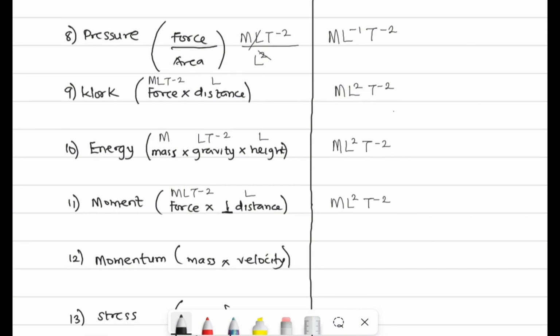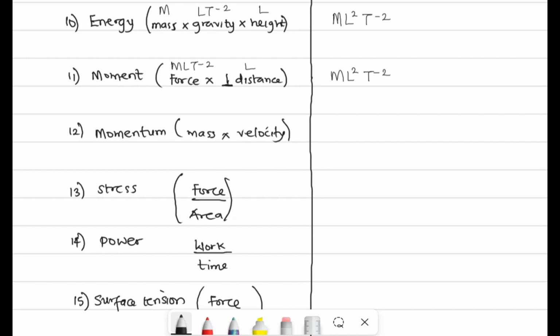Okay, and then on and on, we have momentum. Momentum is mass M and velocity L T minus 1. That is mass times velocity. That is M L T minus 1 now. That's the dimension. We also have stress, which is force over area.